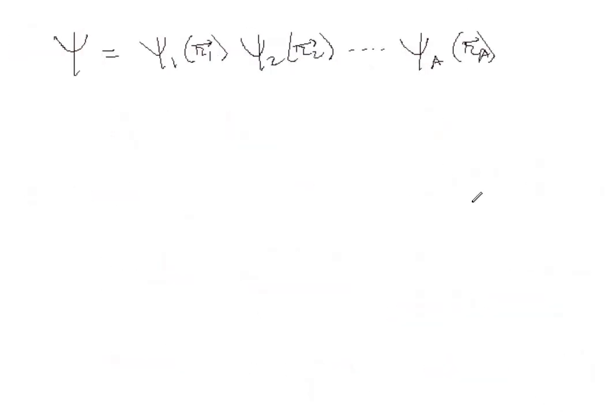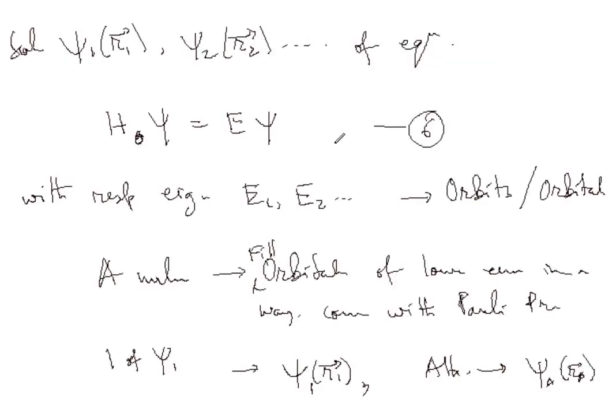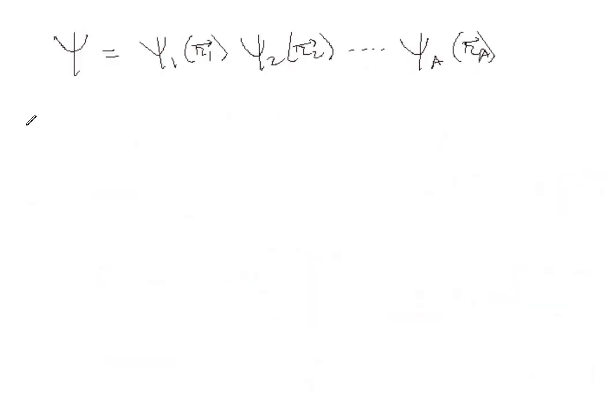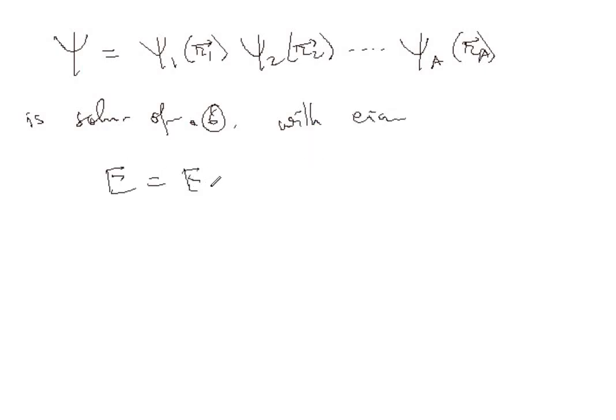Psi A RA is a solution of which equation? This equation, equation 6, is a solution of equation 6 with eigenvalues E equal to E1 plus E2 plus En, Ea. Now, it would be in principle the wave function of the nucleus with energy E given by the shell model.